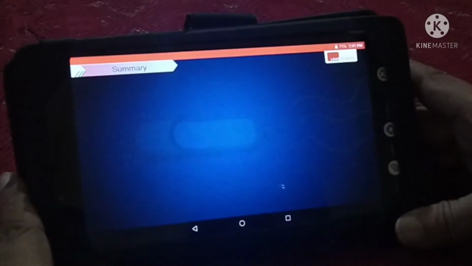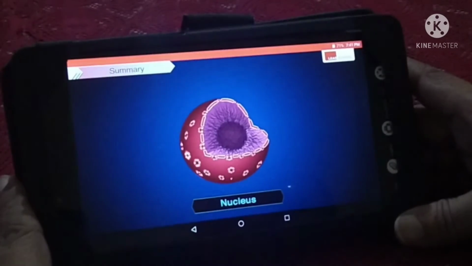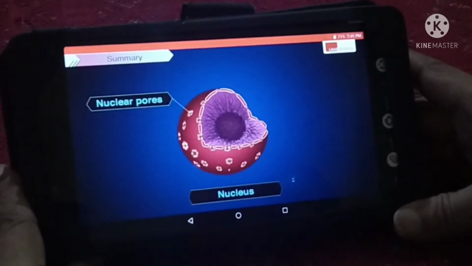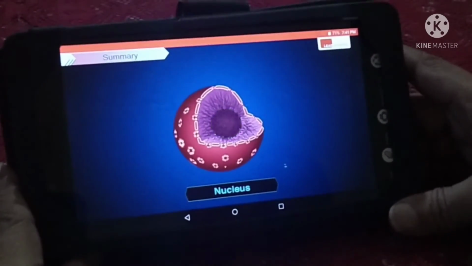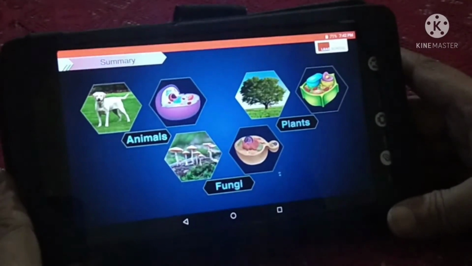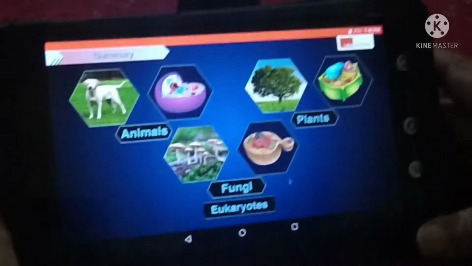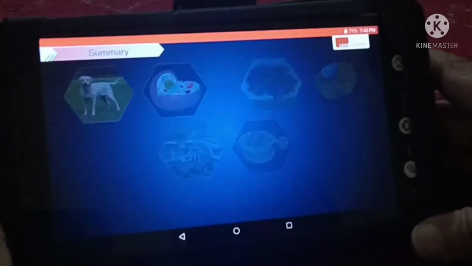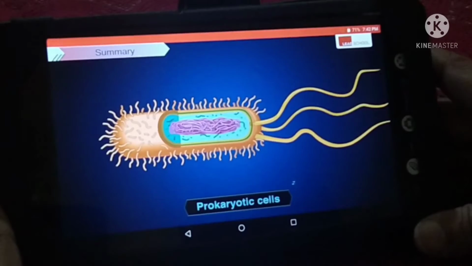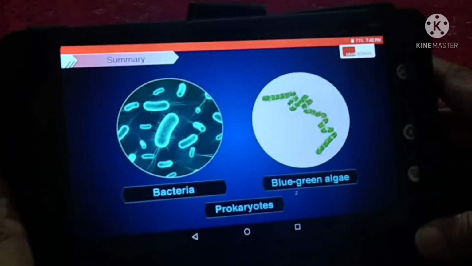Let us summarize. So today, we learned about the nucleus. It is the largest organelle of the cell and has different parts: the nuclear membrane, nuclear pores, the nucleolus, and chromosomes. We also learned that cells with a well-defined nucleus are called eukaryotic cells. Organisms that have eukaryotic cells are called eukaryotes. Cells in which the genetic material floats in the cytoplasm are called prokaryotic cells. Organisms that have prokaryotic cells are called prokaryotes.